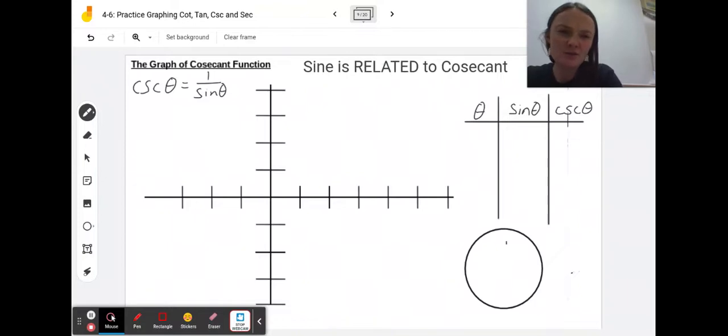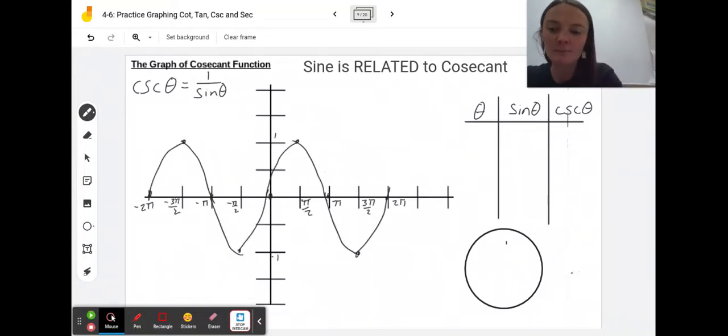Before we start doing any of our table, though, I want you to practice. This is a good review. Go ahead and see if you can graph 2 periods of the sine function. Okay, so this right here is a pretty good sketch of the sine function graphed to 2 periods. We're going to use that in just a little bit, so make sure you have that copied down also.